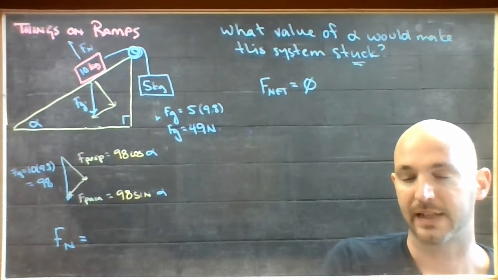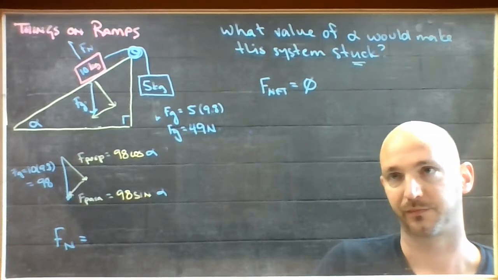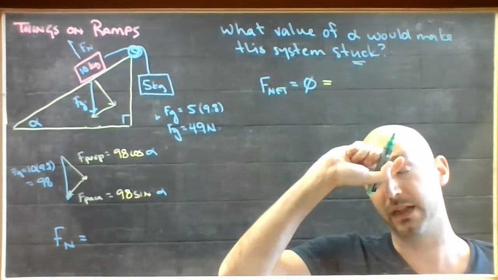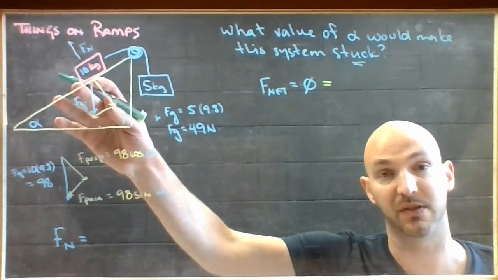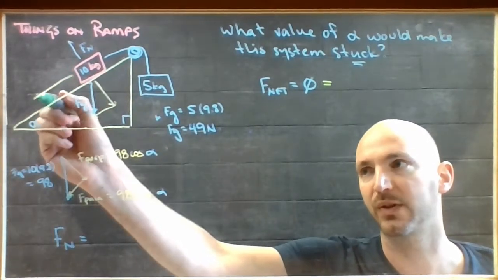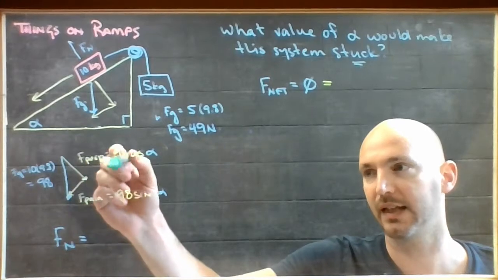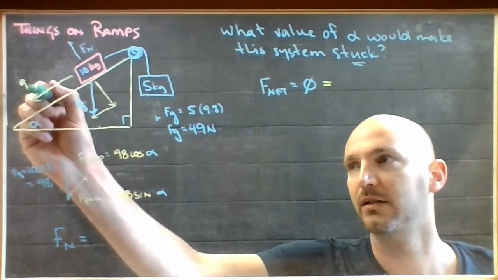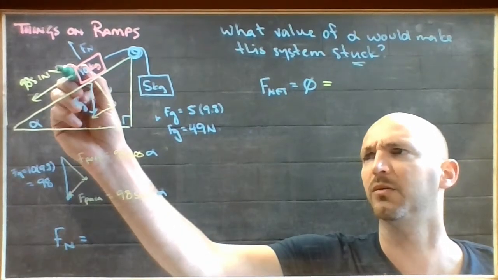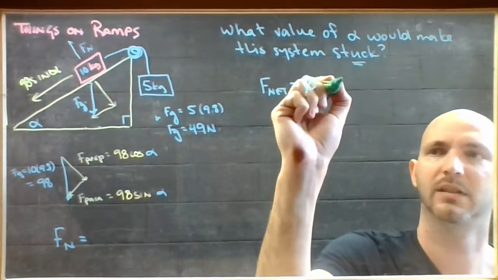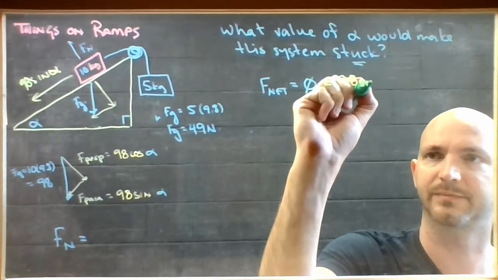So if I were to try and calculate that, F net would normally be, I assume which one is going to win. And since this one won last time, I'm just going to assume that. So I need this force here, the parallel force. That is 98 sine alpha, whatever alpha is. That was a terrible alpha. There we go. So 98 sine alpha.